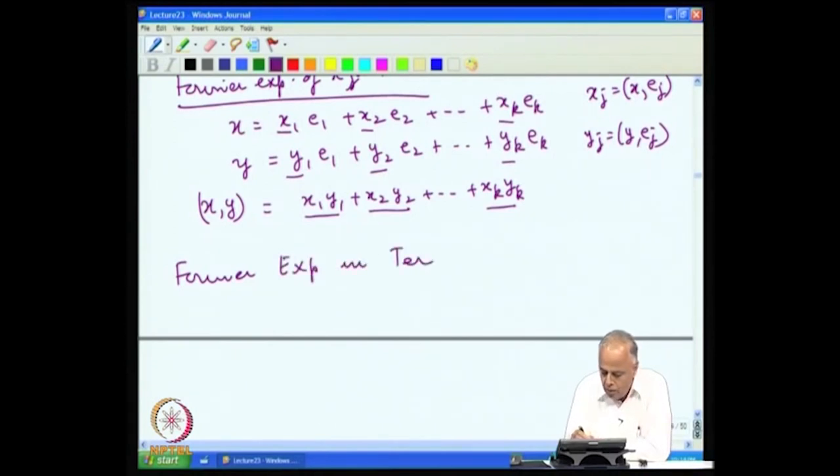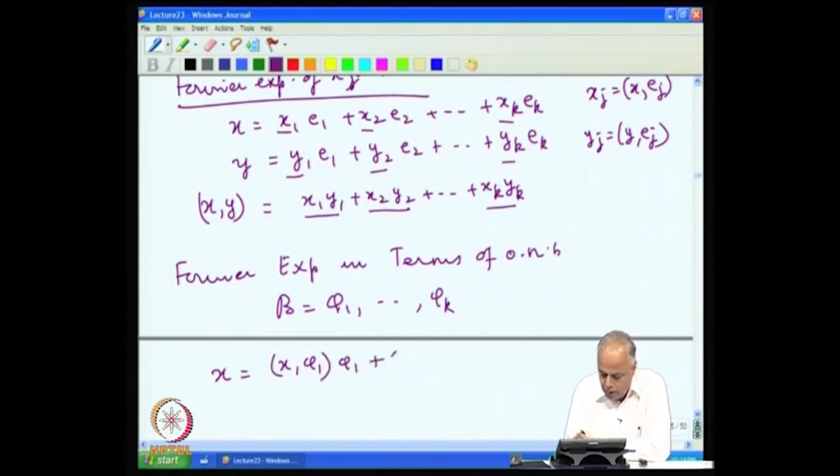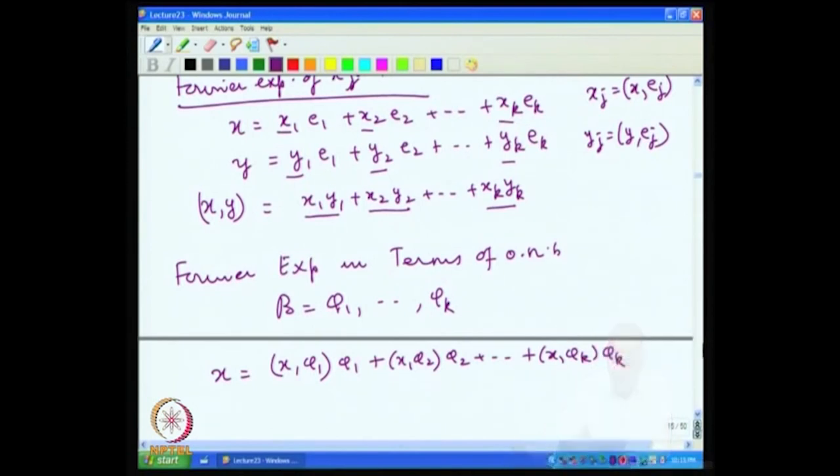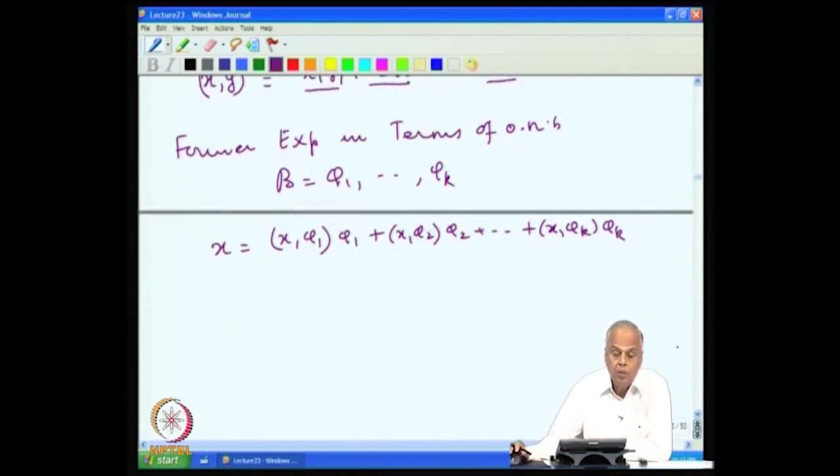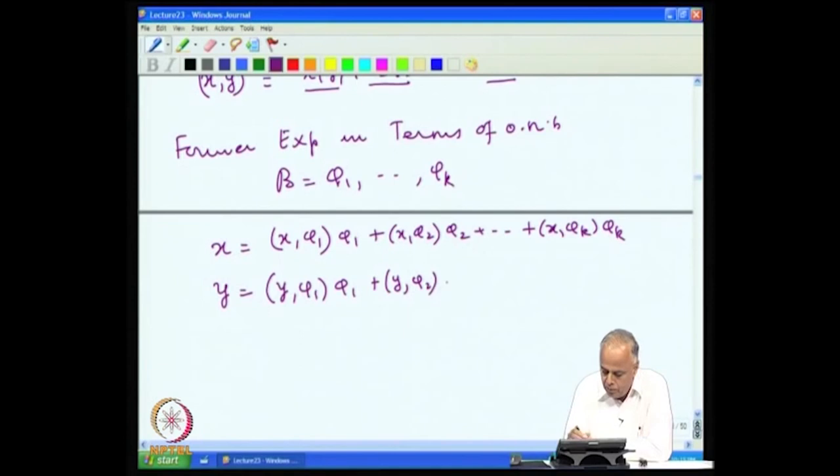Now, let us look at the Fourier expansion in terms of a general ordered orthonormal basis phi 1, phi 2, ..., phi k. Then we have X is equal to the dot product of X with phi 1 times phi 1, plus the dot product of X with phi 2 times phi 2, and so on, up to the dot product of X with phi k times phi k. This is the Fourier expansion we obtained: for any vector, the coefficients are simply the dot product of X with those vectors. Similarly, Y is the dot product of Y with phi 1 times phi 1 plus the dot product of Y with phi 2 times phi 2 and so on, up to the dot product of Y with phi k times phi k.